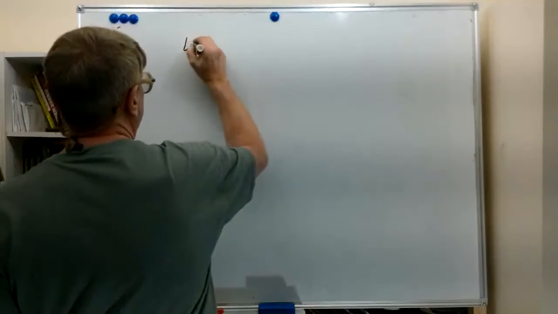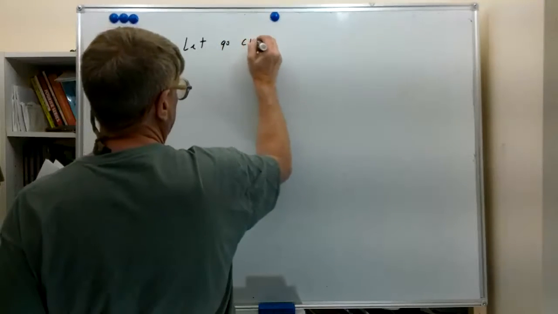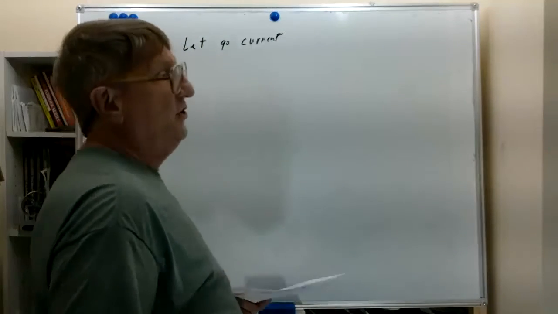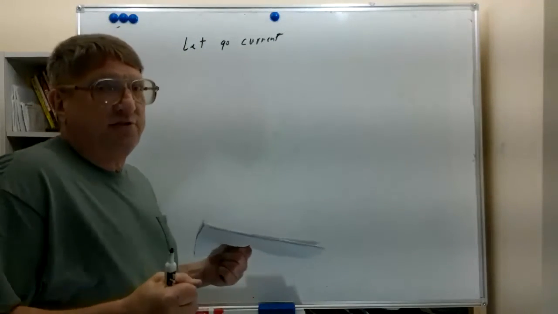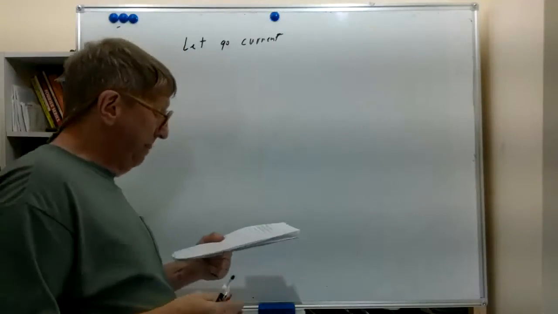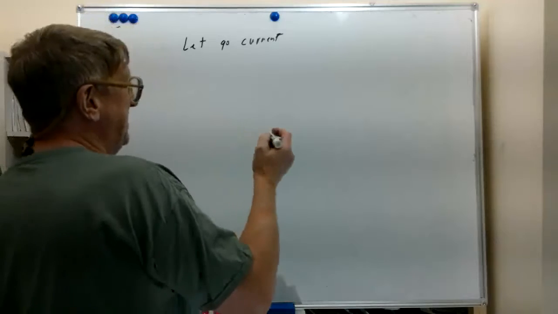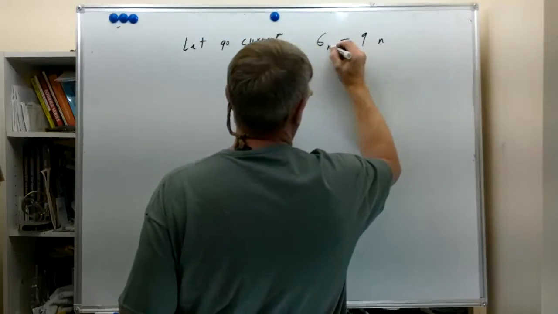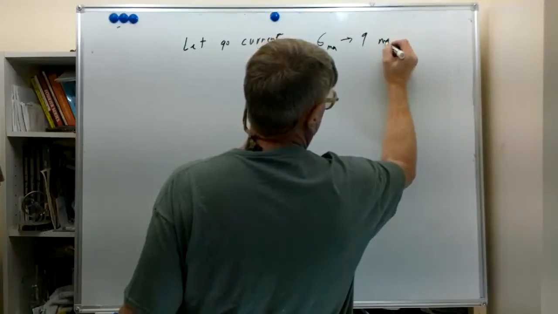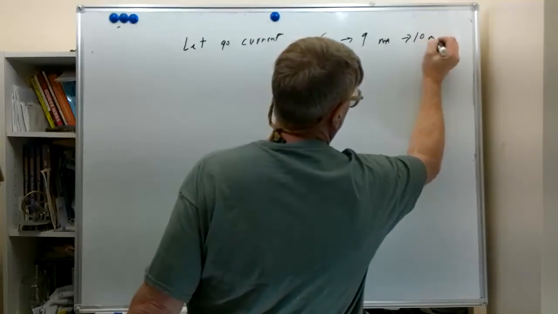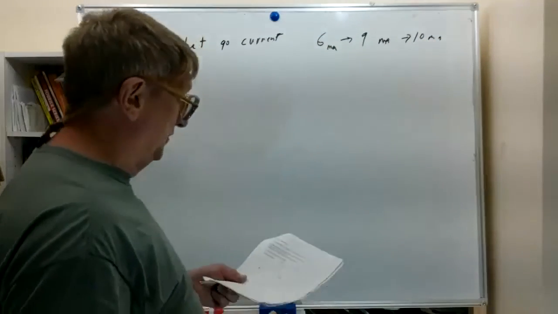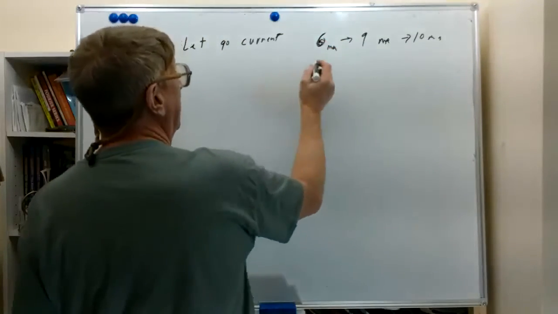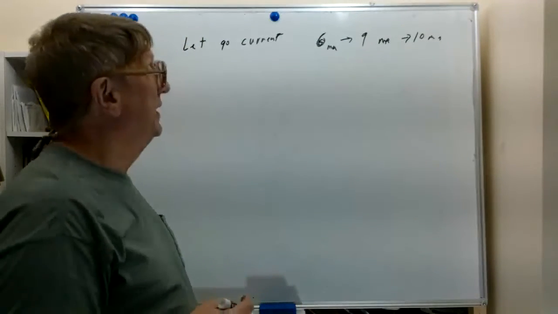Now we call let-go current, and when you go above that level, you can get frozen on. Your muscles will contract and you don't have enough control of them to let go. And that range is in the 6 milliamp to 9 milliamp range, maybe even as high as 10 milliamps, depending on the individual. So ideally, you don't want to be shocked, but you'd like to have any shock be less than 6 milliamps so you can let go.